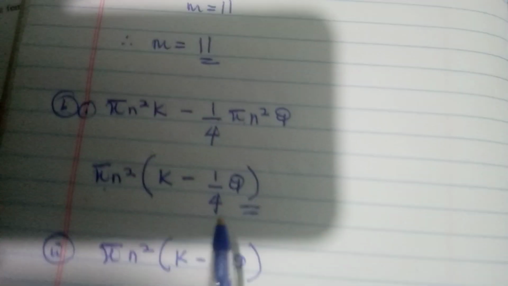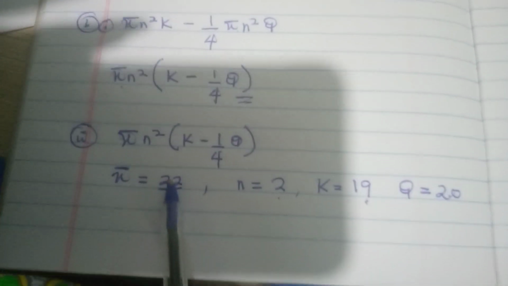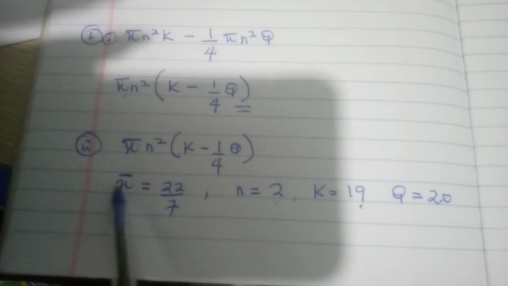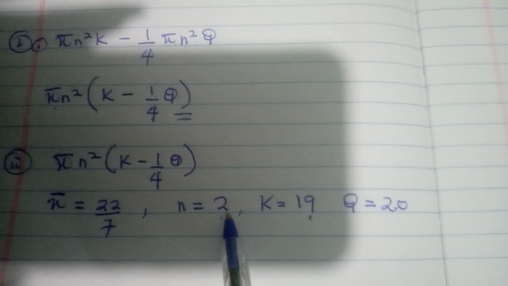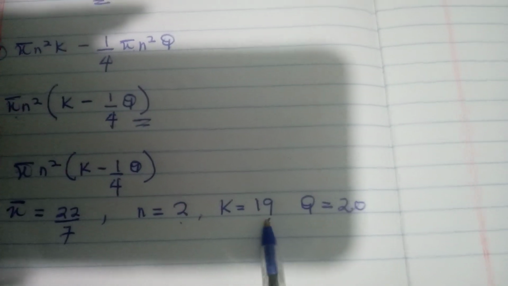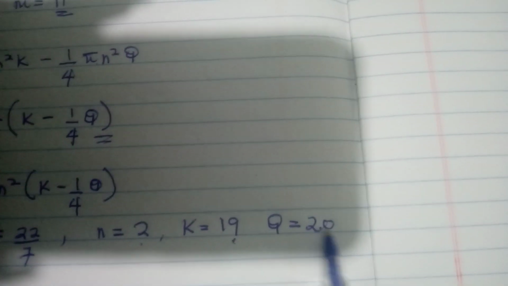Solving for the expression for the question 3 BII. So first of all, we were asked to factorize. So we just factorize the expression. Now after factorizing the expression, we were asked to substitute to solve for the value. So wherever we see pi, we are going to write 22 over 7. Wherever we see n, we are going to write 2. Wherever we see k, we are going to write 19, and q is 20.